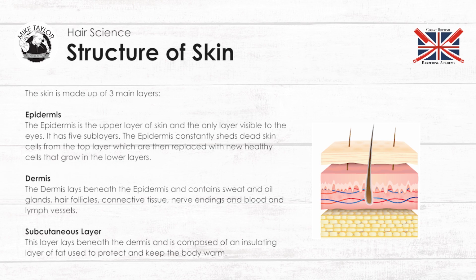The dermis. The dermis lays beneath the epidermis and contains sweat and oil glands, hair follicles, connective tissue, nerve endings, and blood and lymph vessels. The subcutaneous layer. This layer lays beneath the dermis and is composed of an insulating layer of fat used to protect and keep the body warm.